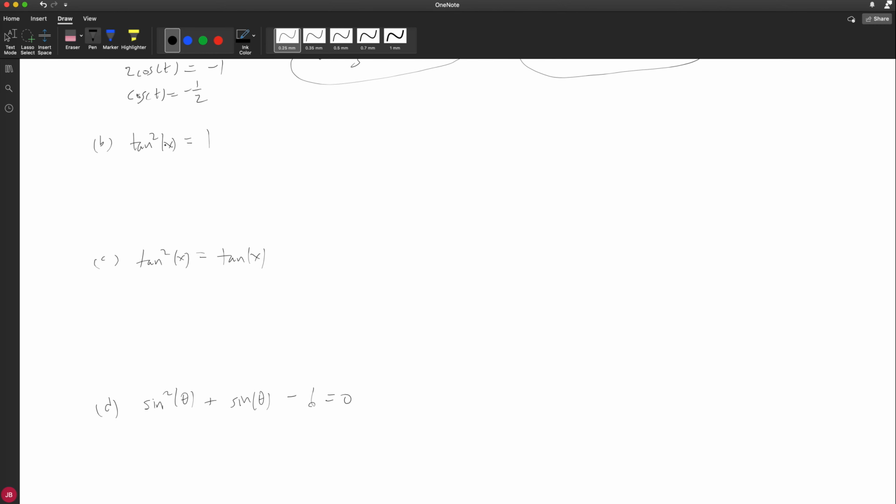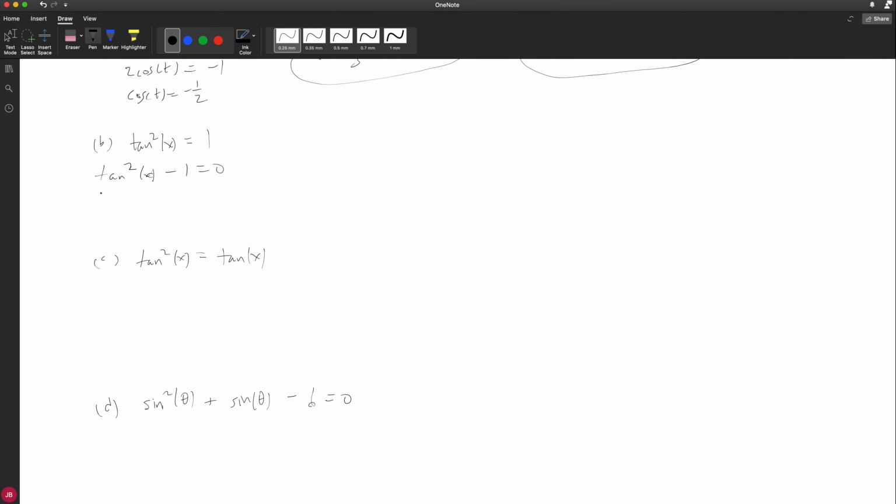Think of this like a quadratic, right? This is technically a degree 2 with regard to tangent, and how do you solve quadratics? You move everything to one side and factor. So the way I would do this one is I would say this is tan squared of x minus 1 equals 0. And now notice you can factor this.